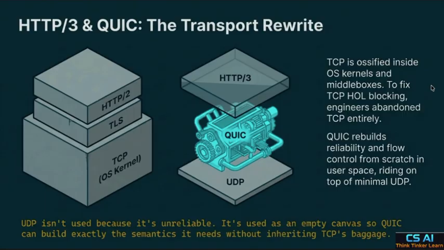To fix this, engineers realized they couldn't patch TCP. It's ossified inside OS kernels and middle boxes. So for HTTP3, they abandoned TCP entirely. They built QUIC on top of UDP. UDP isn't used because it's unreliable. It is used as an empty canvas. QUIC rebuilds reliability, congestion control, and flow control from scratch in user space rather than the kernel, allowing it to evolve much faster than traditional TCP.